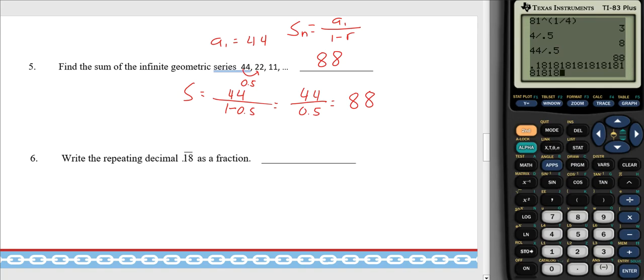So decimal point, and in this case, since it's 1/8 repeating, at least a line of 1/8, and then I can hit math option 1, which says, hey, make this a fraction, right? 2/11.